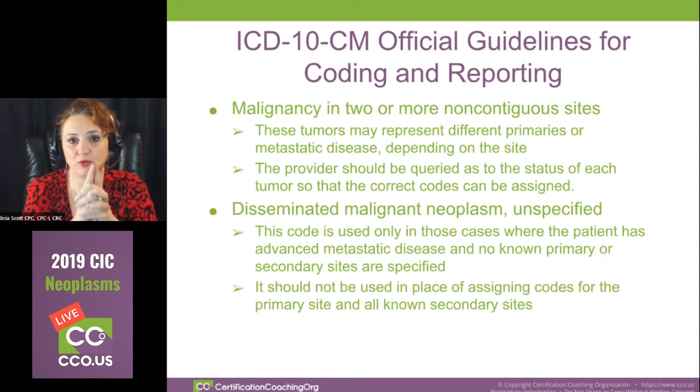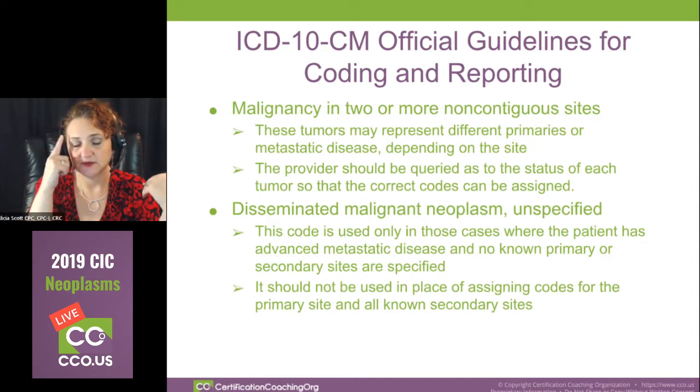If it's not documented, then you're going to have to query the provider. You're going to have to say, when Mrs. Brown came in, I know she's being treated for primary lung cancer. We did the biopsy of the brain. I'm looking at the pathology report, and it came back as a primary malignancy. Does that mean this is a new cancer, or is it a metastatic cancer that moved, a new malignancy?